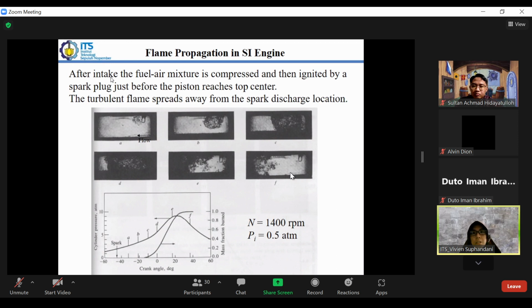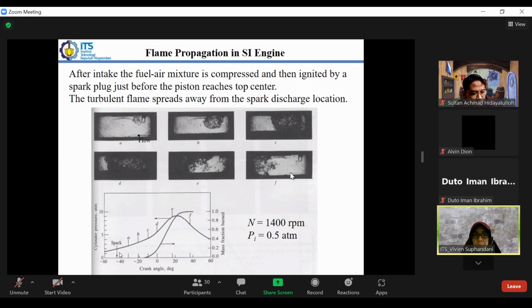We see that after intake, the fuel air mixture is compressed. We have a compression process in which the piston moves to the top, and before it reaches the top dead center, it has already ignited. This is the photograph taken at point A. The spark plug ignites before 28 degrees, and here it is quite far, which is before 40 degrees.